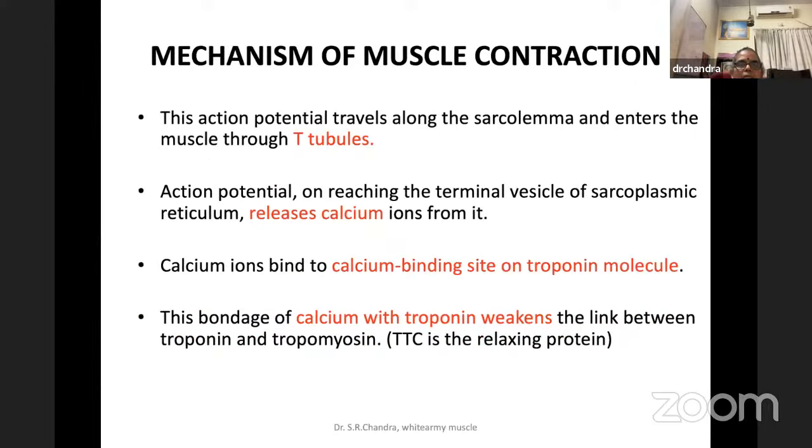So, the mechanism of muscle contraction: when the nerve impulse comes, an action potential is formed, and this action potential travels along the sarcolemma and the T-tubules. The action potential on reaching the terminal vesicle of the sarcoplasmic reticulum releases calcium ions from it. The calcium ions bind to calcium binding sites on the troponin molecule. And this binding of calcium with troponin weakens the link of the troponin tropomyosin complex, the relaxing protein.